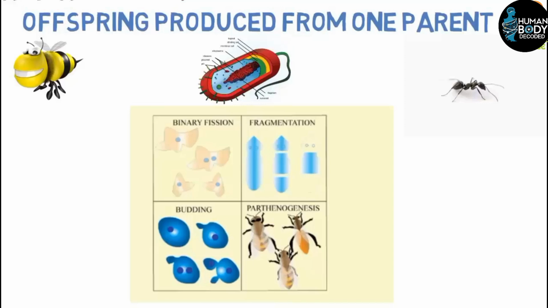In fission, two cells are formed from one. In budding, an extra growth appears, which separates and forms a new organism. In fragmentation, any organism breaks into small fragments, and new organisms form from these fragments. But in parthenogenesis, an organism lays an egg, and a new organism is formed from that egg.